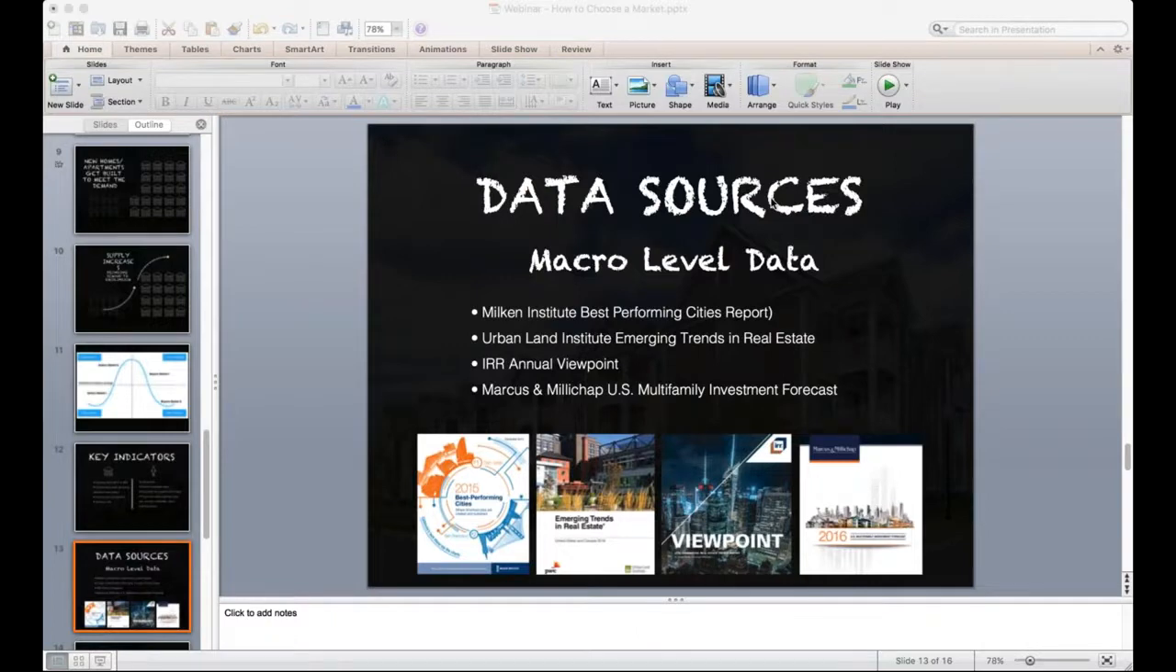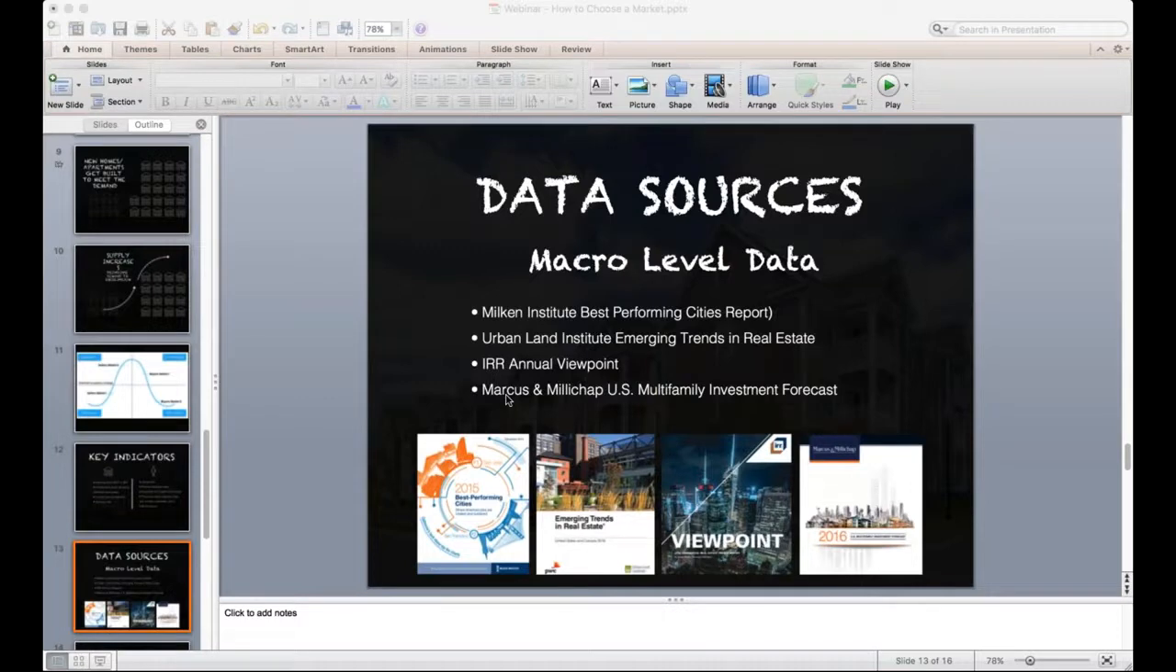Well, I look at a macro level across the U.S. and how do I figure out which areas of the country are doing well? A lot of these data sources that I've listed right here: the Milken Institute Best Performing Cities Report, the ULI Emerging Trends in Real Estate, and IR's Annual Viewpoint is great. It actually shows a graphic of where they think every single market is in the market cycle. You've got Marcus and Millichap, which has a ton of great reports. Most of them are free.